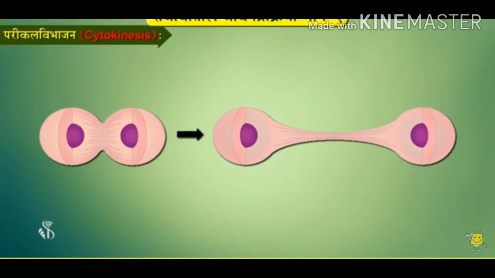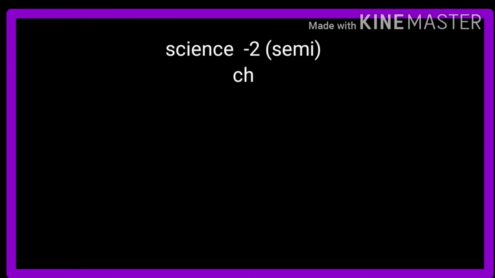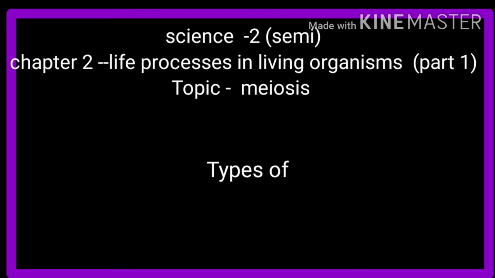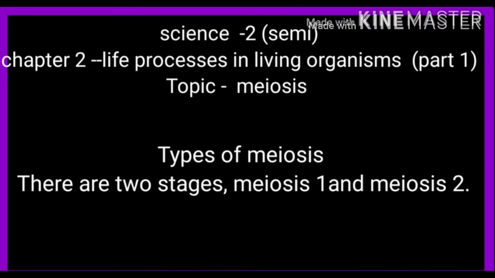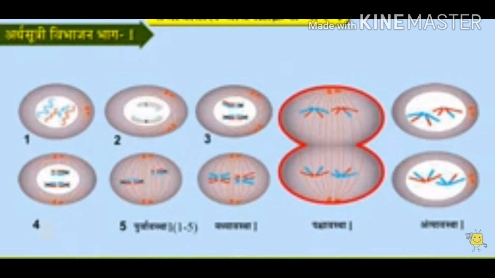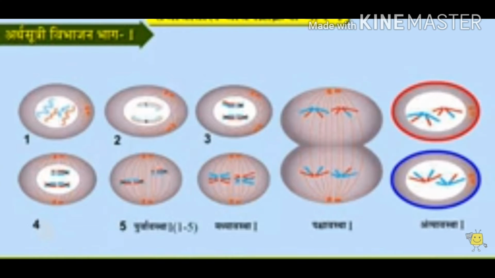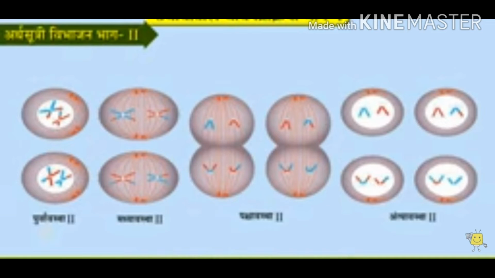Students, our next topic is meiosis. Meiosis first and meiosis second are the two stages. See in figure. In meiosis first, recombination or crossing over occurs between homologous chromosomes, and thereafter those homologous chromosomes, not sister chromatids, are divided into two groups and thus two haploid cells are formed.